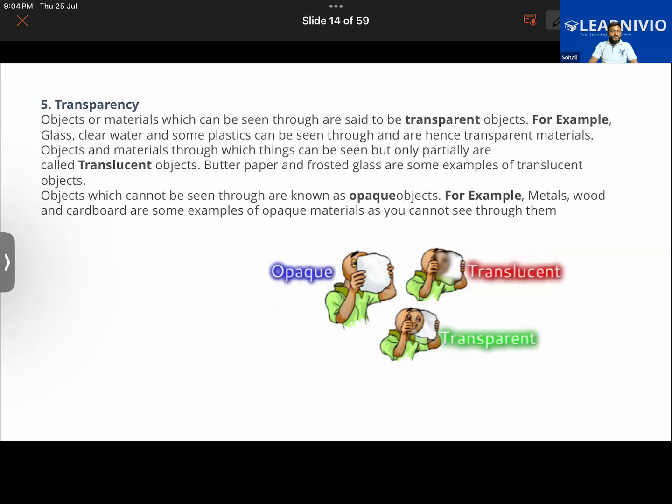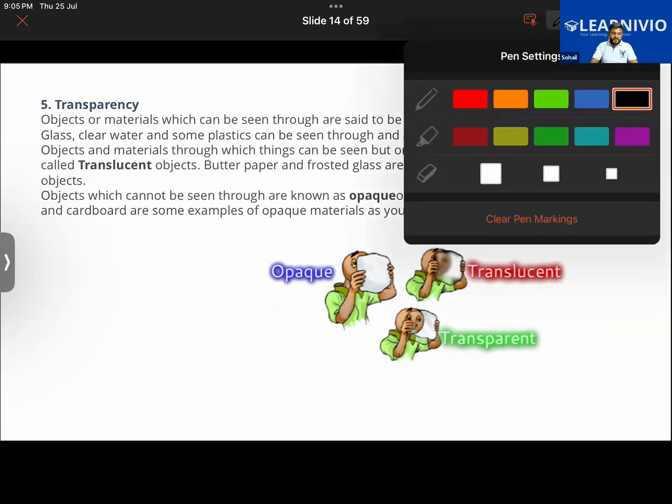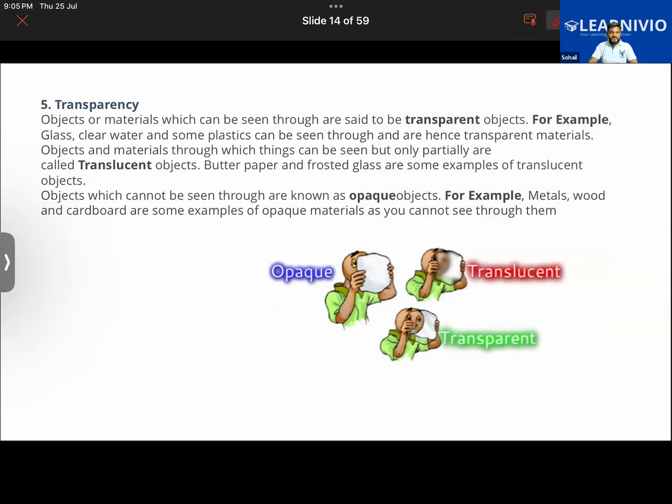Next thing we are going to learn about is transparency. On the basis of transparency, how are objects classified? We generally have three kinds of objects, depending on whether an object allows all the light to pass through it, just a slight amount of light, or none at all. We have transparent, translucent, and opaque. In the case of transparent, almost 100% of the light rays would pass through the given object.